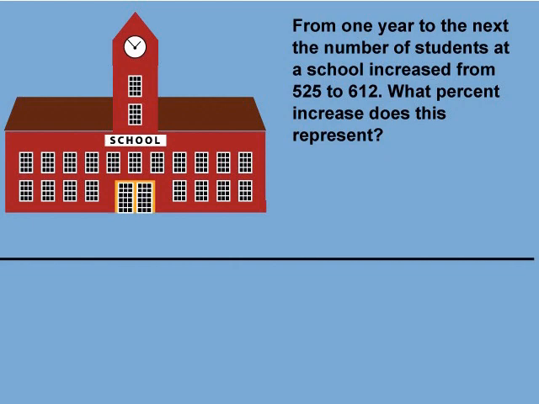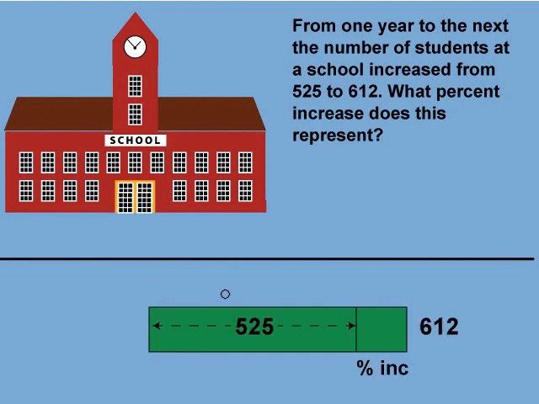From one year to the next, the number of students at a school increased from 525 to 612. What percent increase does this represent? Let's represent this change from 525 to 612 visually. This green bar represents 612. This smaller section represents 525. The section between 525 and 612 represents the increase, and we want to calculate the percent increase.